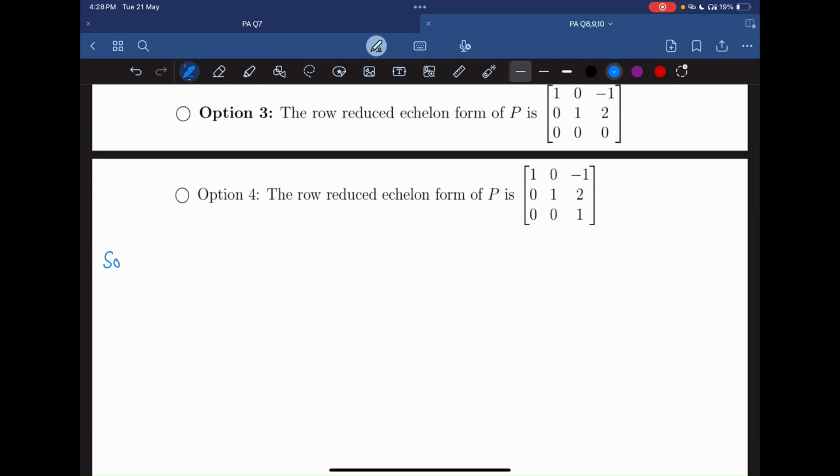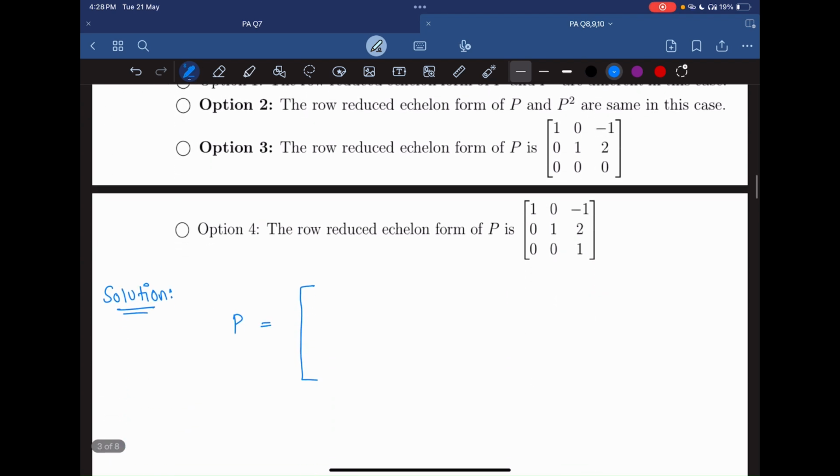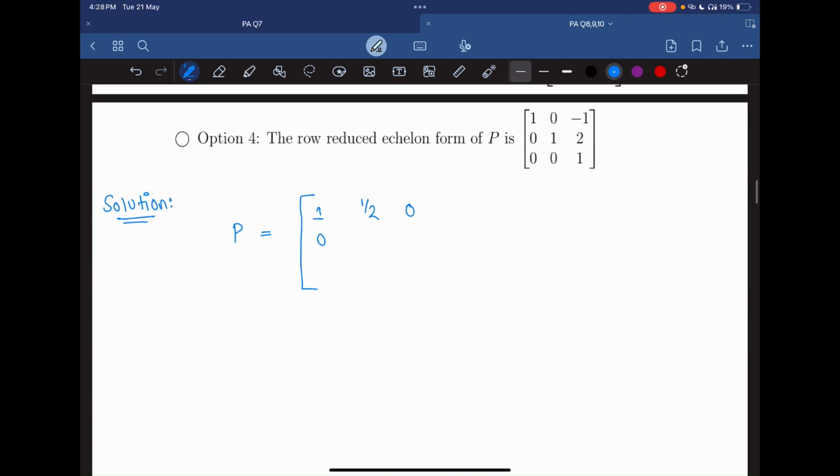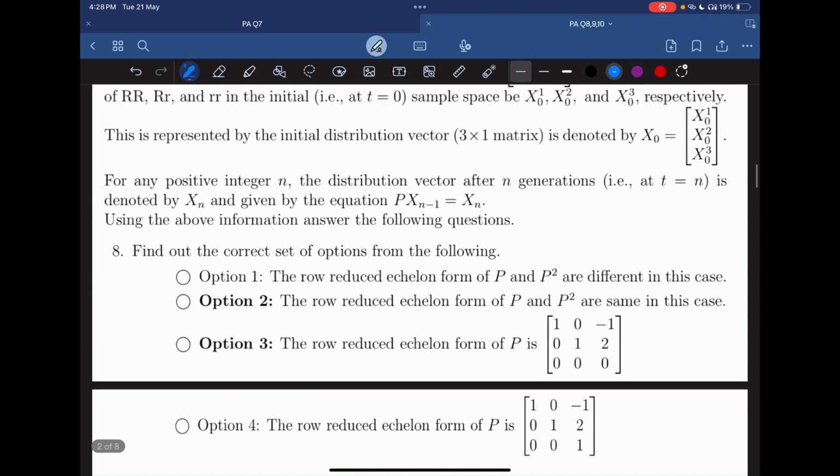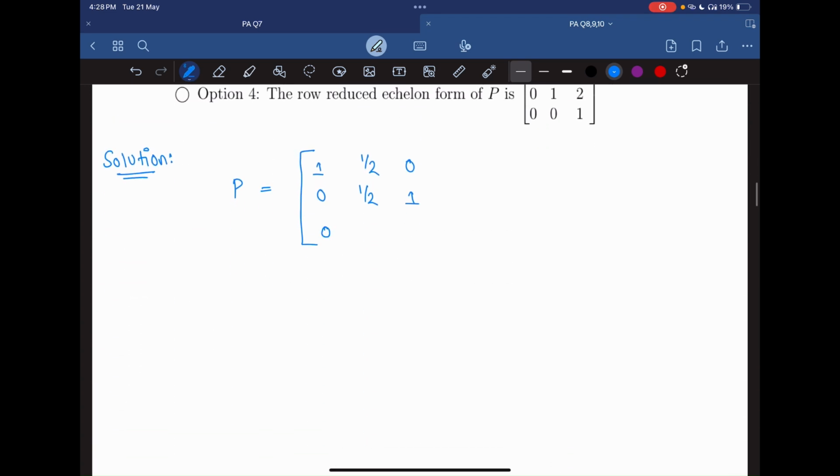So our P matrix given is 1, 1 by 2, 0, 0, 1 by 2, 1, and 0, 0, 0. Let's try converting this into RREF form. So this is already 1, so it's the leading entry. For the second row, this is the leading entry, so we have to make it 1. That we can do by multiplying the second row by 2.